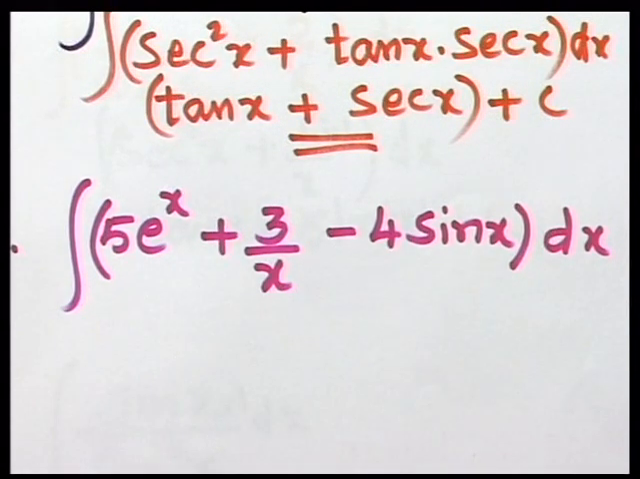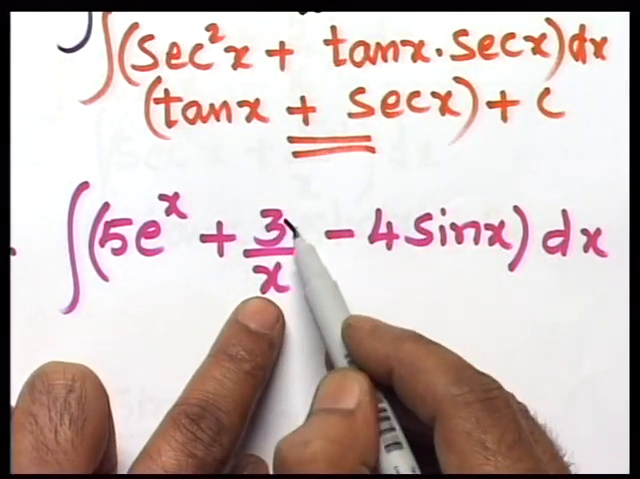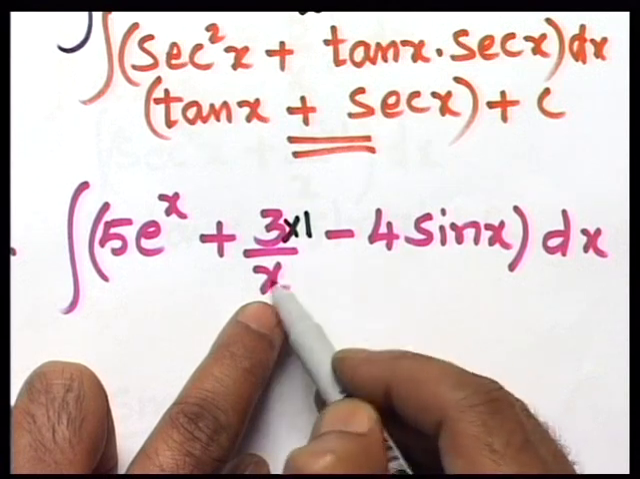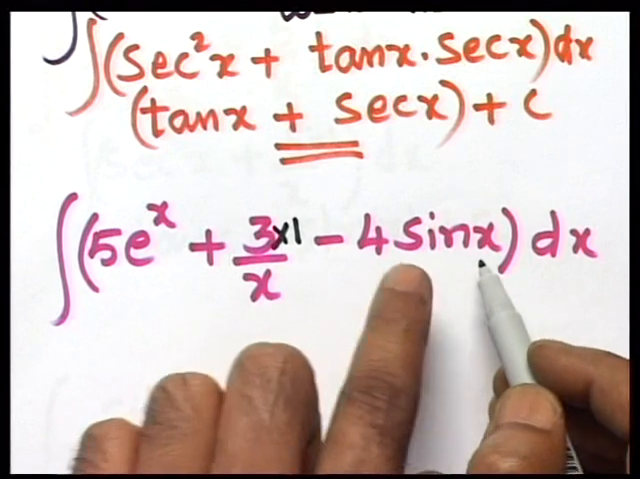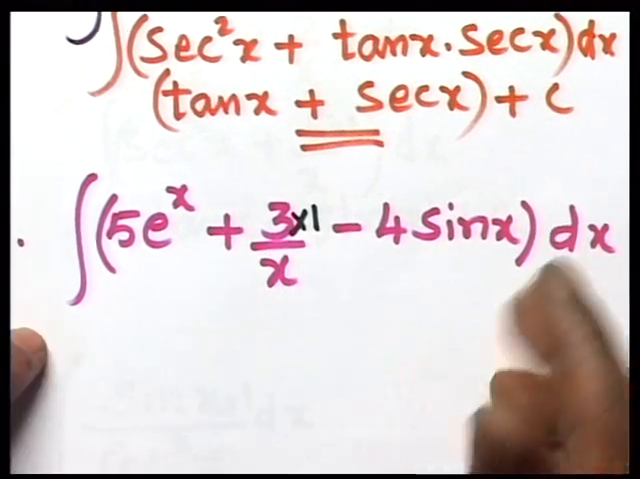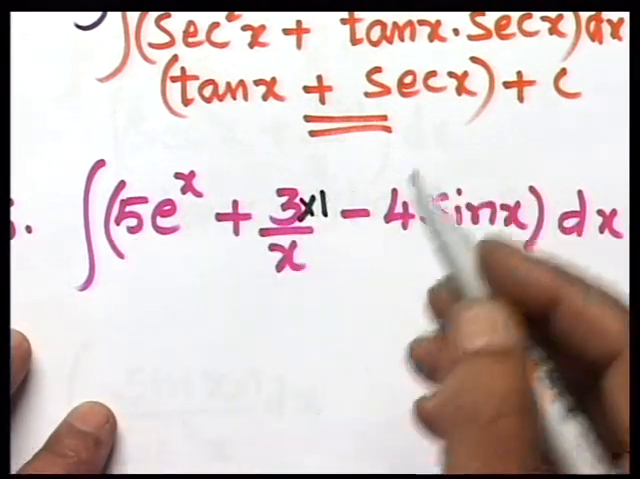This one is, that's a standard function. That's a standard function because it's 3 times 1 over x. Integration of 1 over x is natural log x. Okay? Sine is also a standard function. So all the 3 are in standard form. So we can directly integrate them.